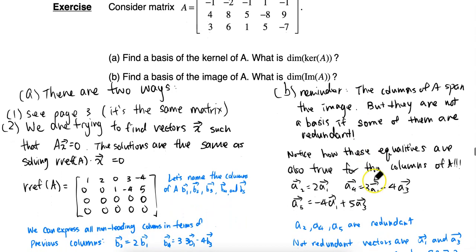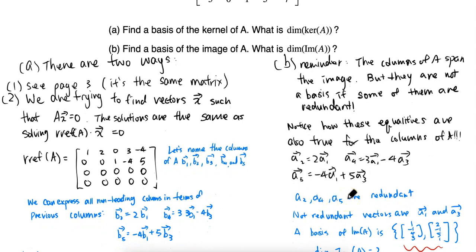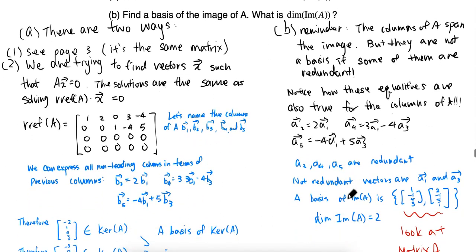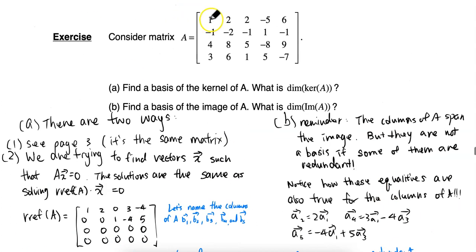So now we have 3 vectors. We have shown that A2 is redundant because it's a linear combination of A1. A4 is redundant because it's a linear combination of A1 and A3, and same for A5. Therefore, we are going to remove them, and the non-redundant vectors are just A1 and A3. So a basis of the image of A is A1 and A3.